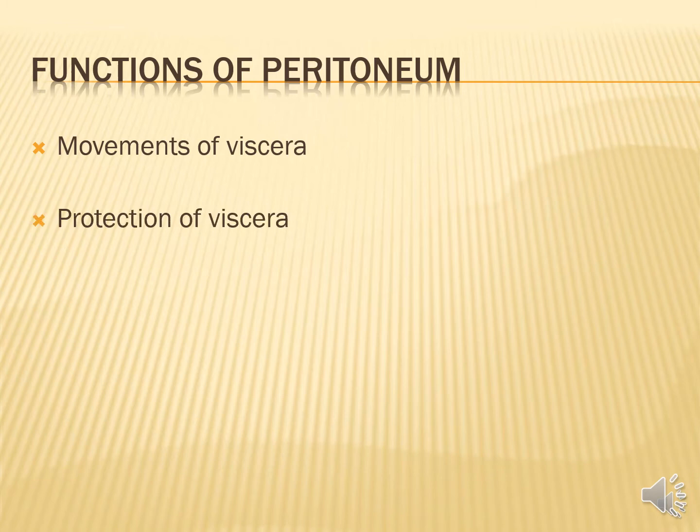Second function is protection of viscera. It provides a moist surface to prevent friction between the adjacent viscera, and it also guards the viscera against infection by phagocytic cells within its mesothelial lining. It provides a large surface area for absorption of fluids, and therapeutically the peritoneal cavity can be used for dialysis.